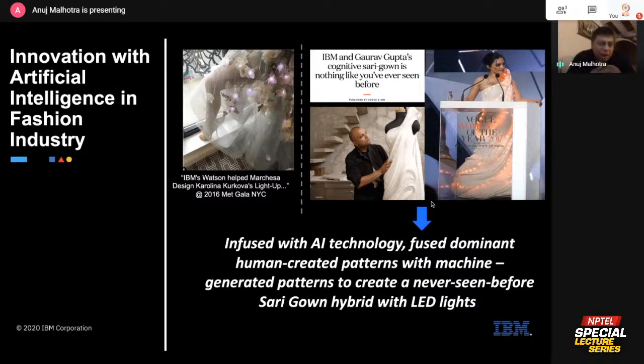The costume also had lights in it, so depending on the tweeting happening in social media, the lights could actually change on you depending on how people are tweeting about you or talking about you, right? And it took into consideration Marchesa's own design methods and styles and also looked at what's happening in the market, right? This was 2016. You can find this on the web if you search Met Gala and IBM Watson.